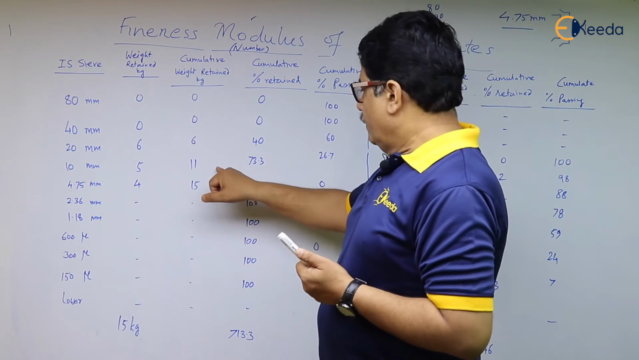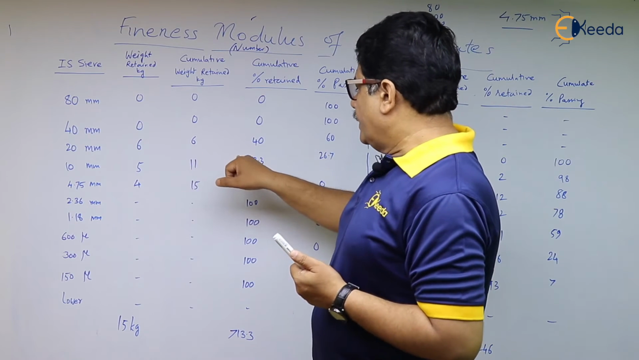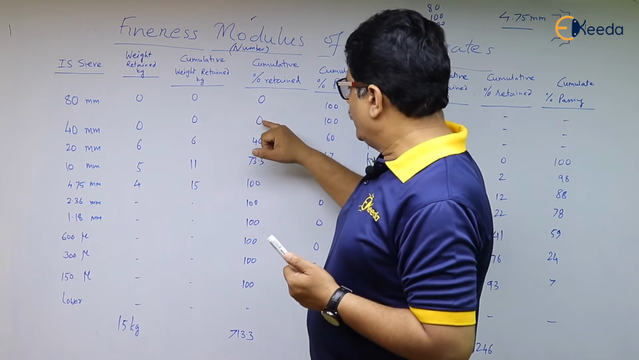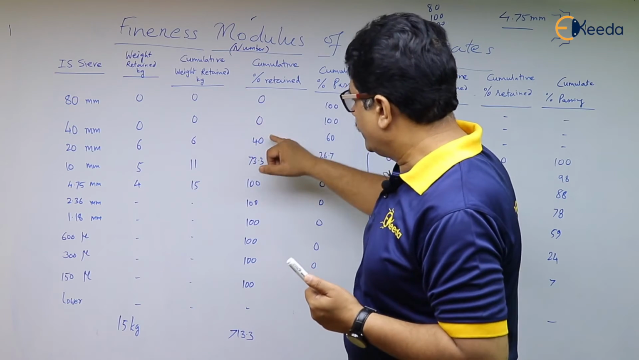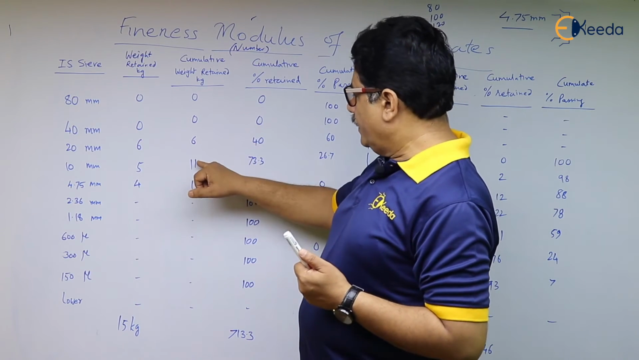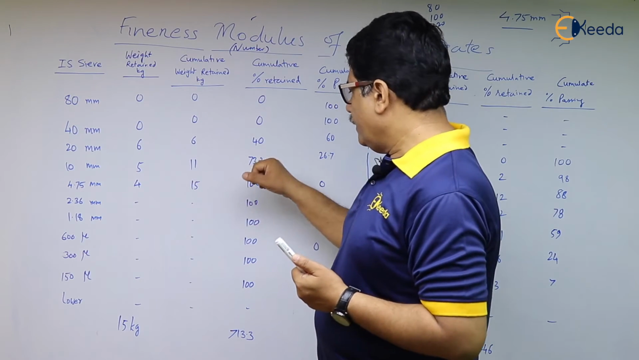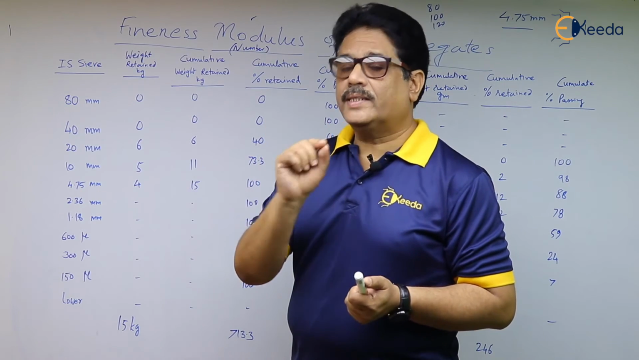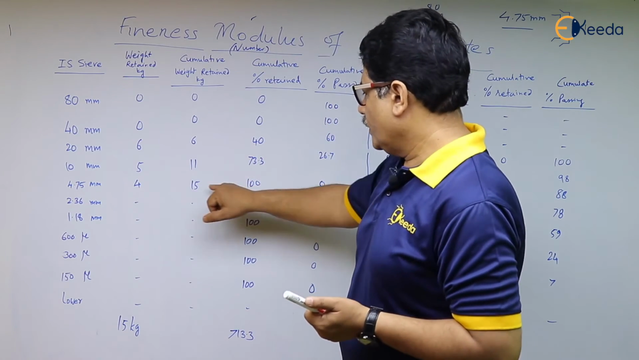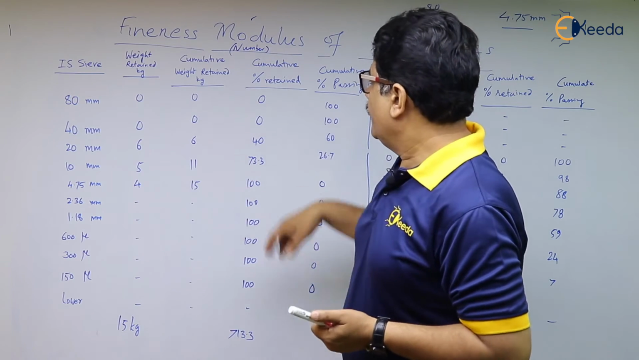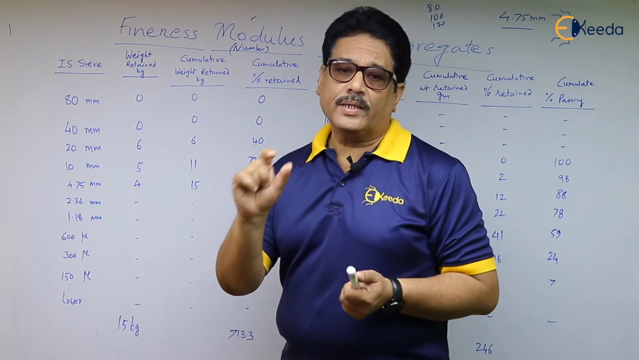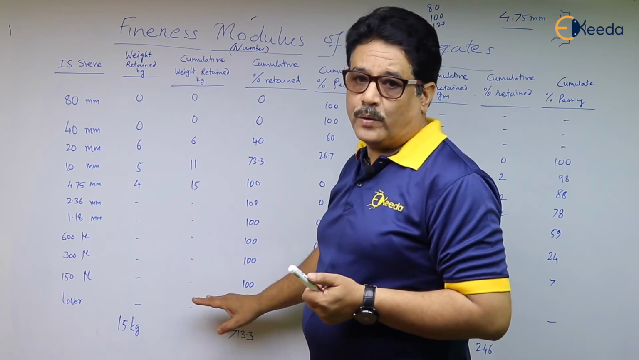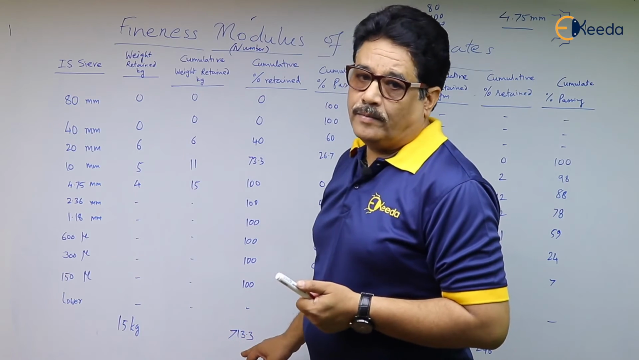Whatever is the value here, that percentage again we have to add: 0 plus 0 is 0, 0 plus 40, that is the cumulative percentage of these 6, then 40, then 11 and 6, 17, then 17, you have to get the value of the percentage, therefore it will be 73.3. Here it is 15, here it is 100. So it is the cumulative percentage of weight retained, and if you add all these together you will get 713.3.